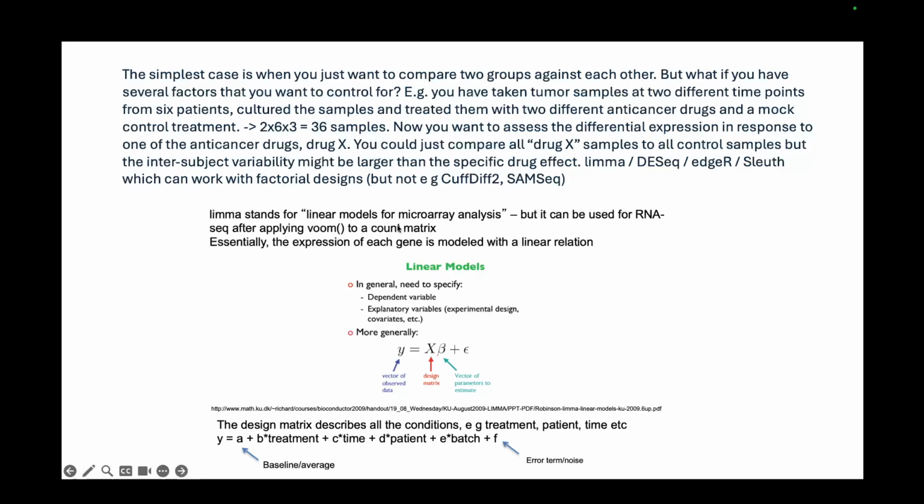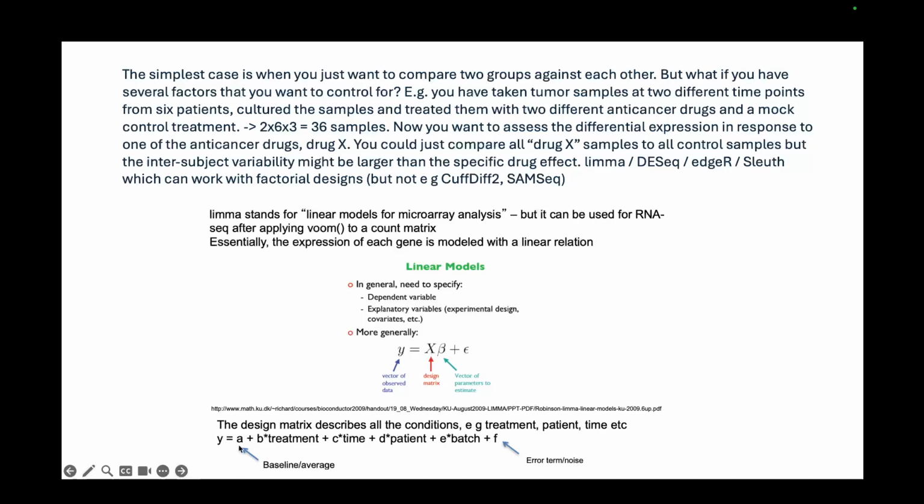Limma stands for Linear Models for Microarray Analysis. It was brought in for microarray analysis, but it can be used for RNA sequencing after applying this command to the count matrix. Essentially, the expression of each gene is modeled within a linear relation. So this is your model, y equal to X beta plus epsilon, where X is your design matrix, beta is the parameters that you need to estimate, most probably using maximum likelihood estimation (MLE), though there can be other estimation techniques as well. So y is a vector of your observed data, a one-column matrix of your observed data. X is your design matrix, beta is your parameter, and epsilon is the error term.